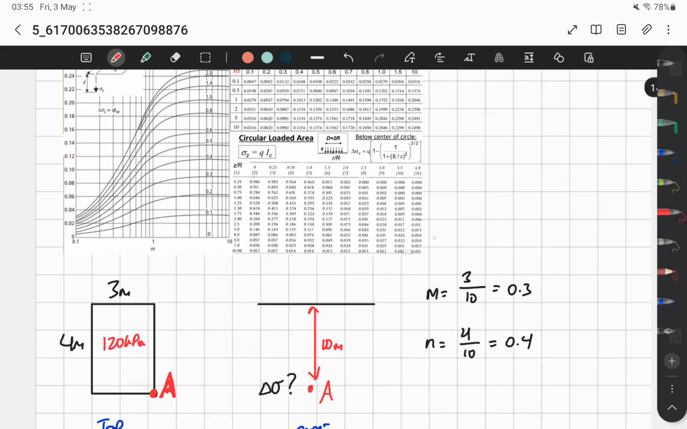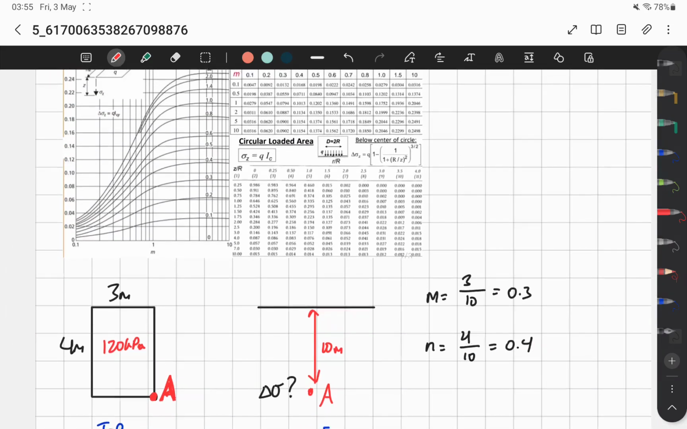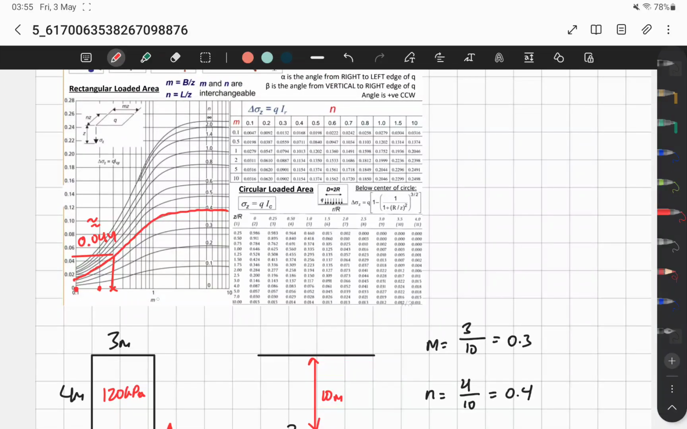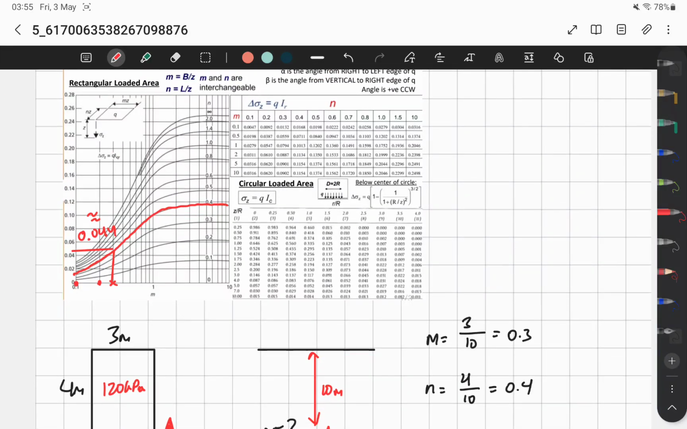After we find M and N, we just go to the chart directly. For example, M equals 0.3, so 0.1 is here, 0.2 is here, so 0.3 is here. Then for N, 0.4, we refer to the curves. So 0.4 is this curve. We just follow this curve, bring the line up and then to the left. You will get around 0.044. This is what we call the IR.